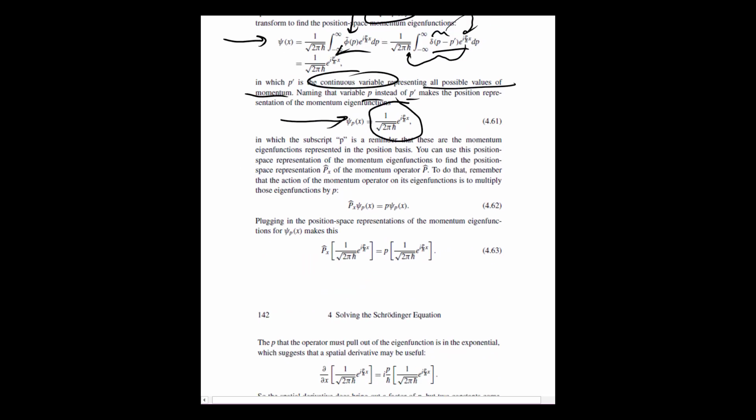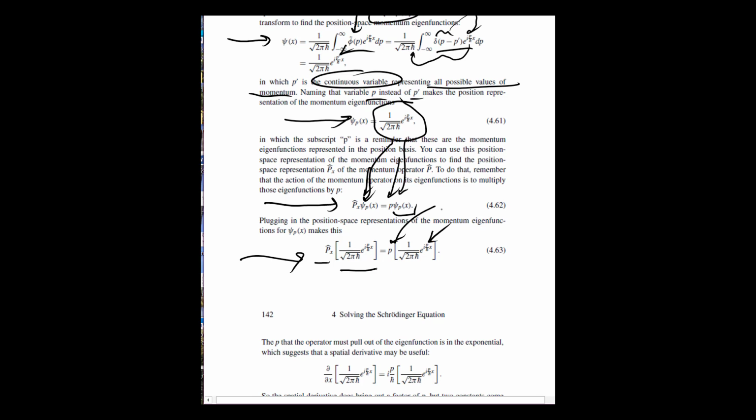And you can use those eigenfunctions to figure out the form of the operator. Why? Because the momentum operator in position space operating on the momentum eigenfunctions in position space must simply produce momentum times those same eigenfunctions. Well, if we take our psi of p from up here and plug it in, that looks like this. So the momentum operator in position space operating on this eigenfunction must pull out a p. And how's it going to do that?